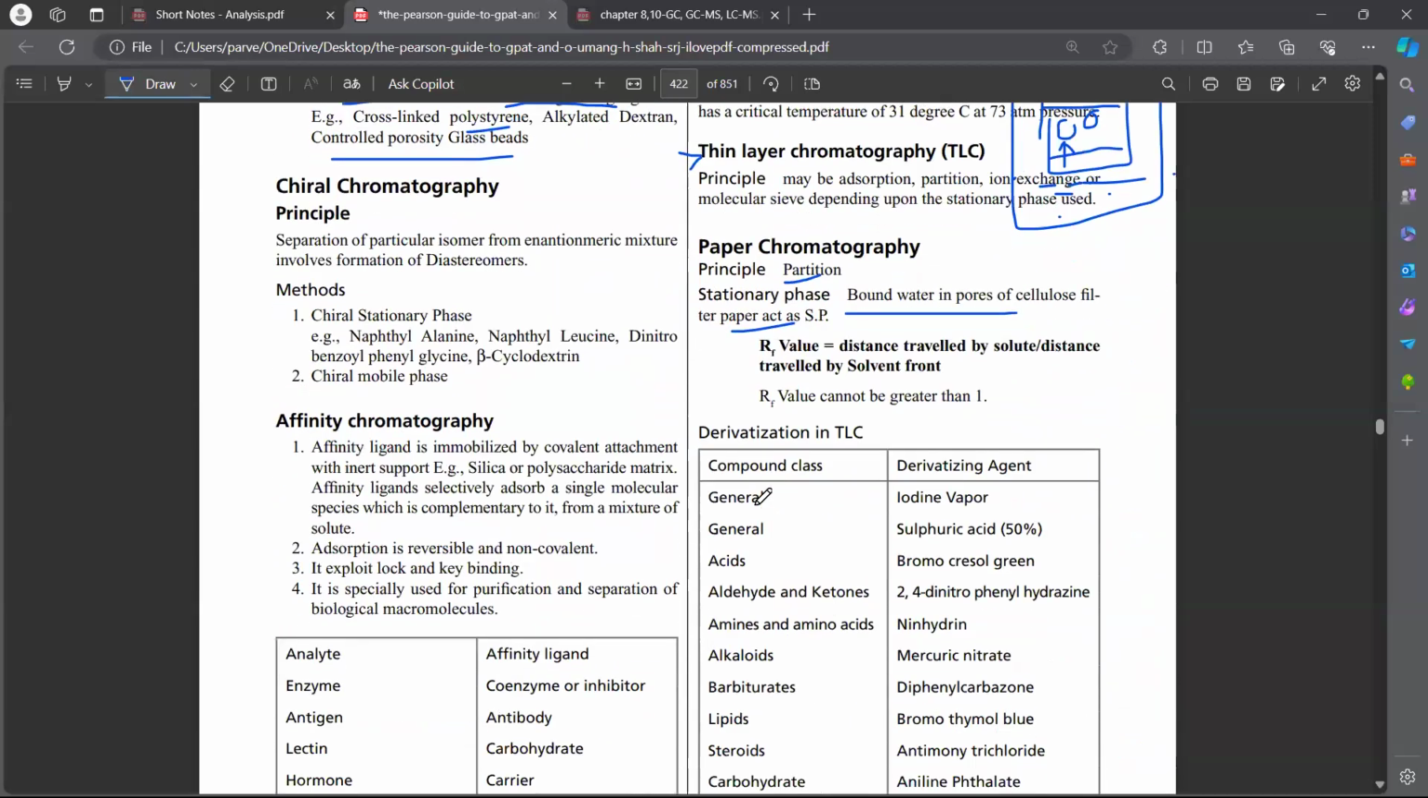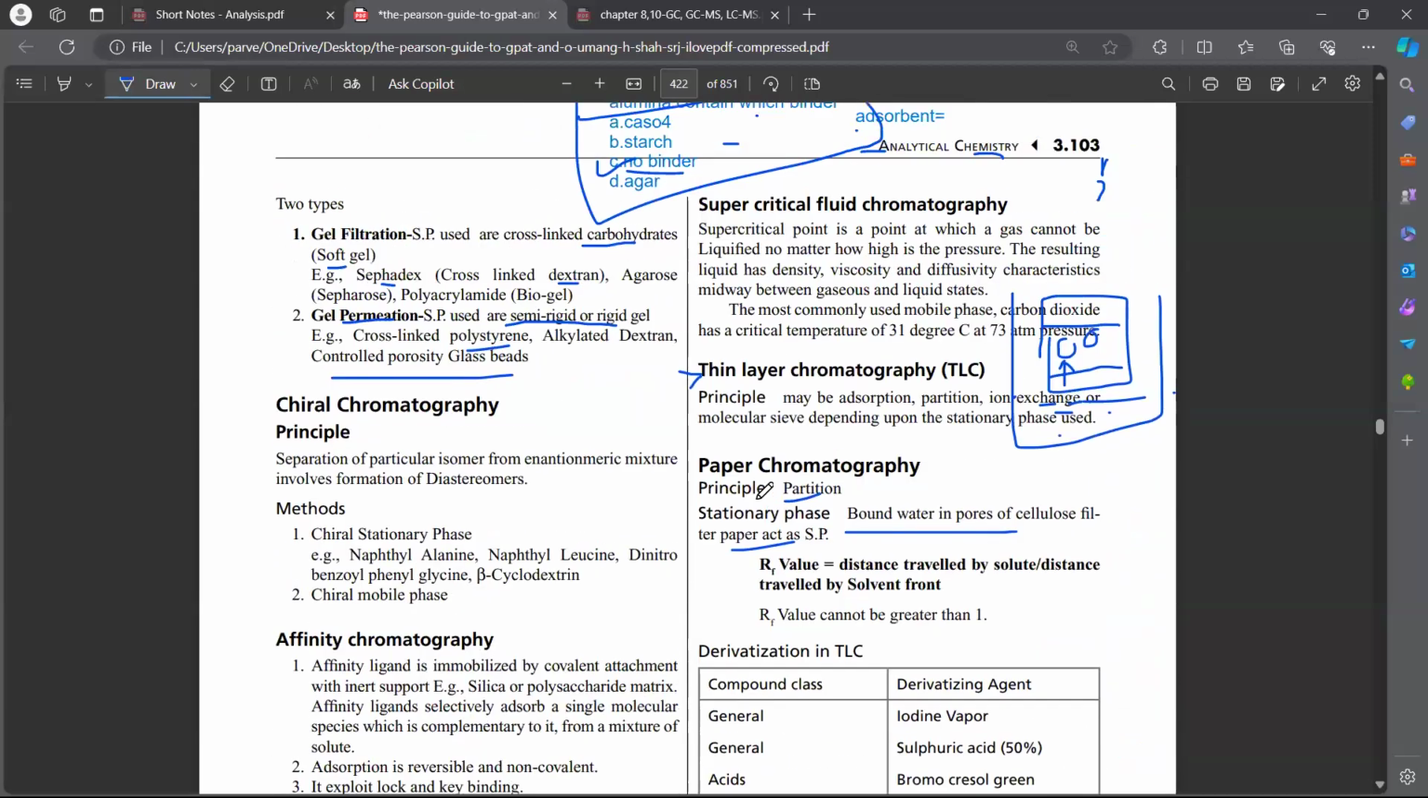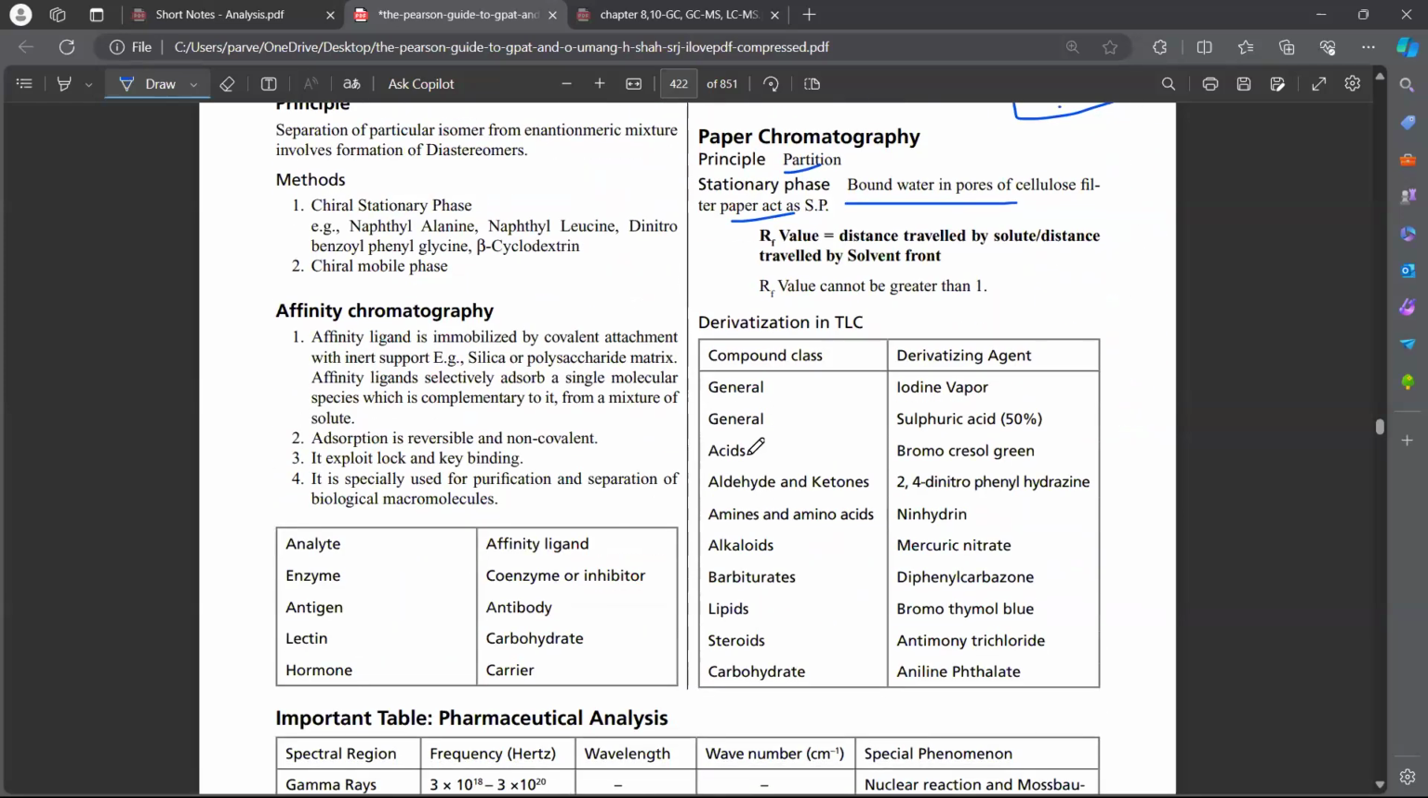In TLC, in order to identify the compounds present on the TLC spot, different methods are used. It can be derivatizing agents. For example, to determine acids, we spray bromocresol green. This table is very important, guys. The derivatizing agents used for the detection of different types of compounds in TLC are very important, and have been asked for many years.